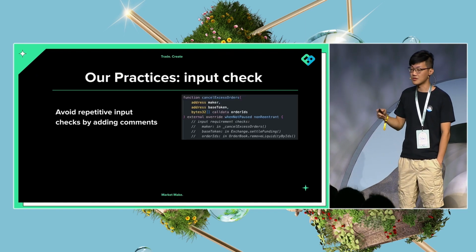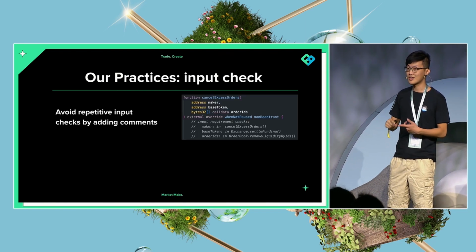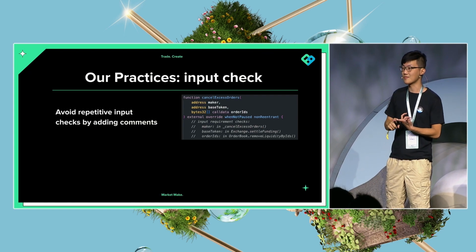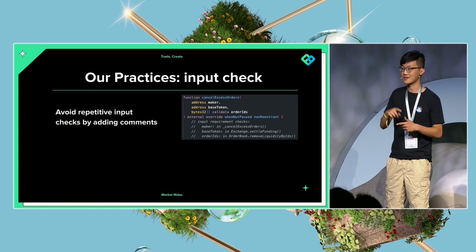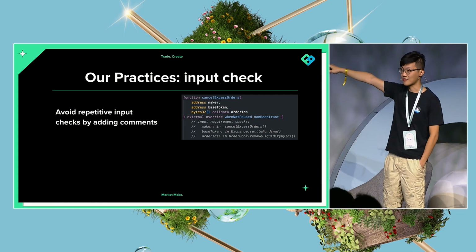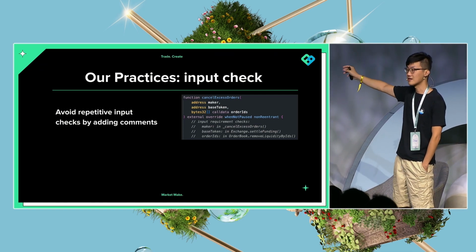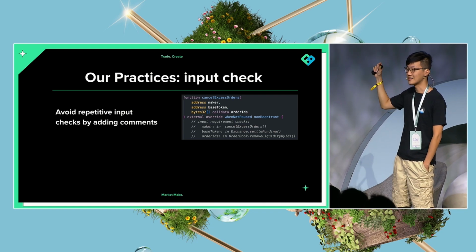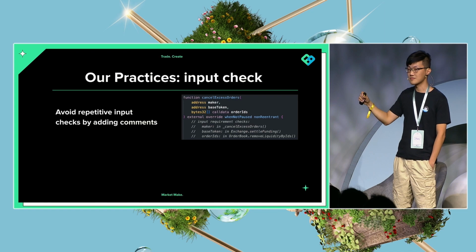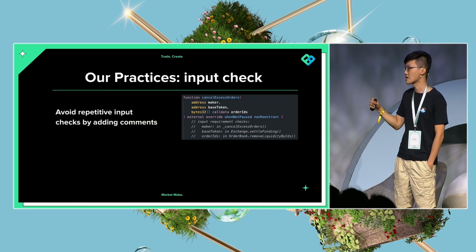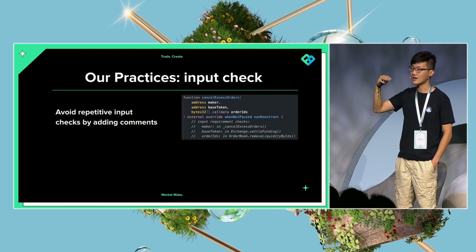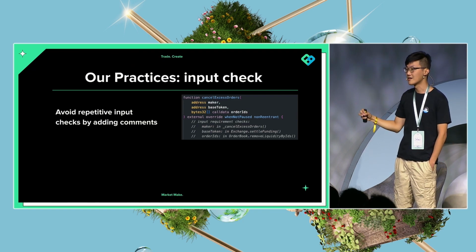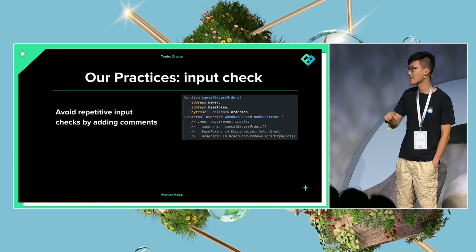So the last one is input check. Input checks are quite important because we want to make sure things are within expectation. For example, we might have the address of a trader, and I want to make sure that this trader does exist in my system. So a common approach across many projects is to do input checks in the lowest layer so that all upper layers that call this lowest layer will have the same input check.